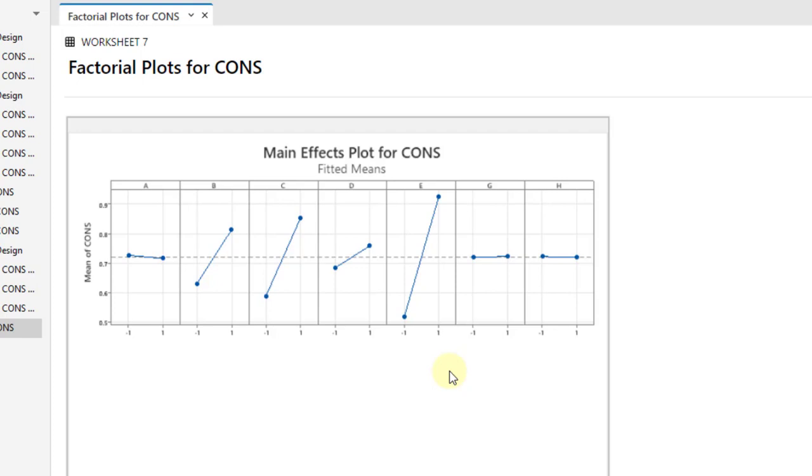Initially you will say that with the increase in B from low level to high level, likewise with B, C, D and E, with the increase from low level to high level, there is a significant increase in the value of the response variable. That's why the graph is going up.